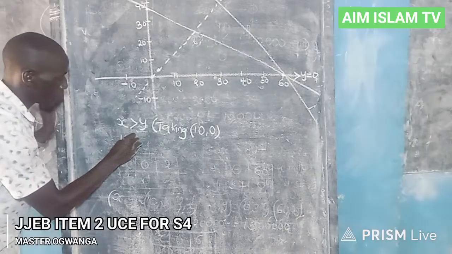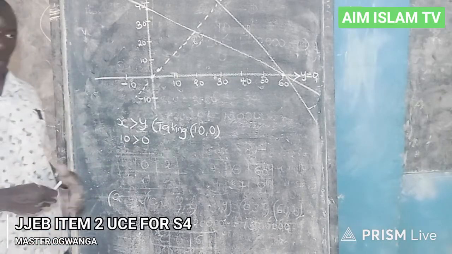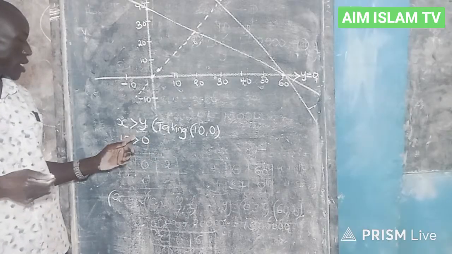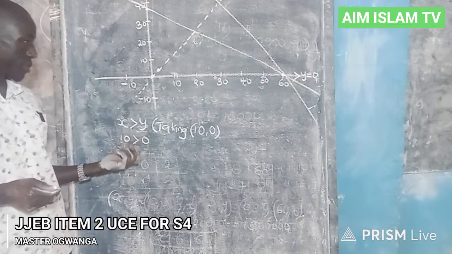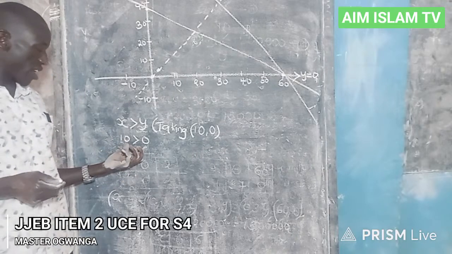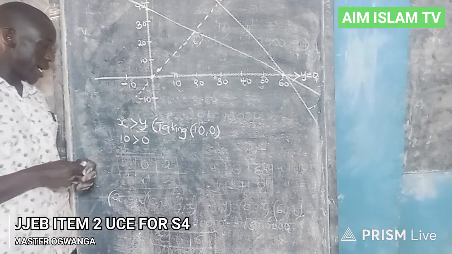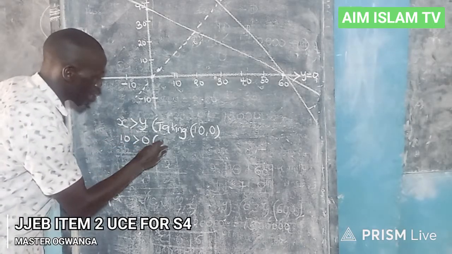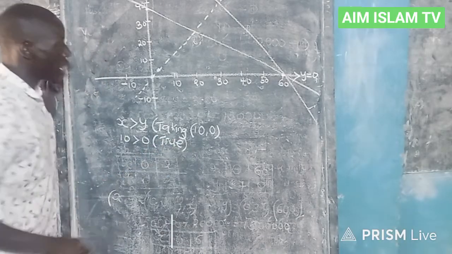So you realize that we are going to have the 10 for x being greater than the y, which is the 0. Now, the question comes, is 10 greater than a 0? The answer is yes, because something to be greater than means that that value is bigger than the other. So here we are going to say it is a true.